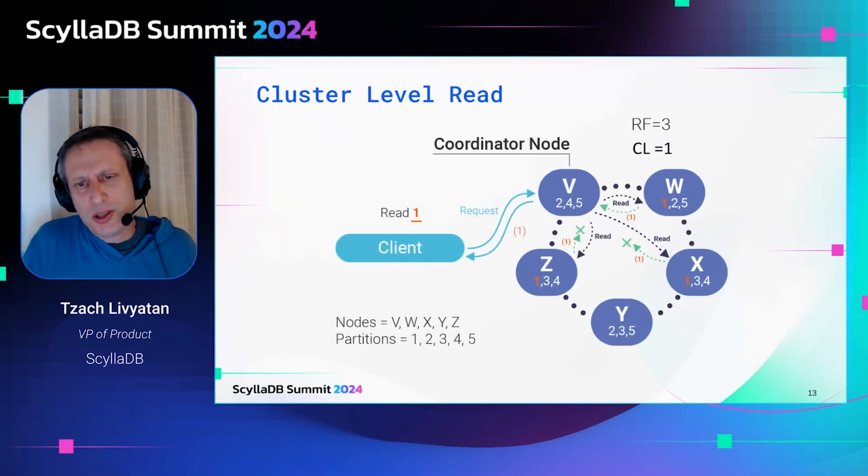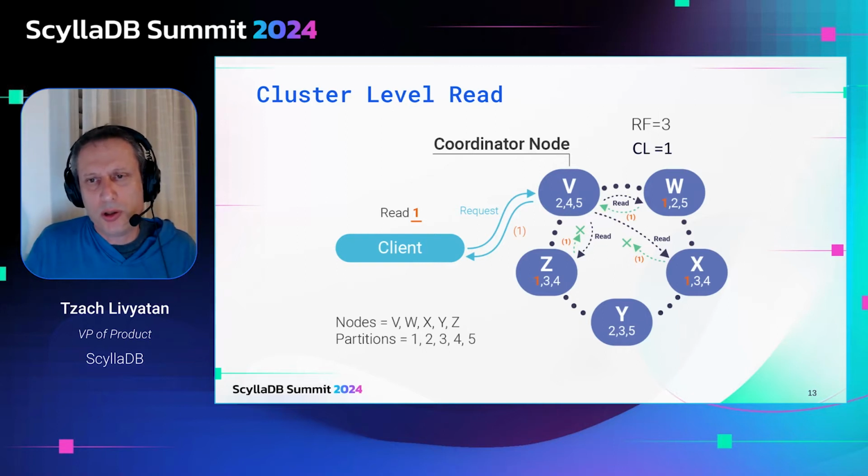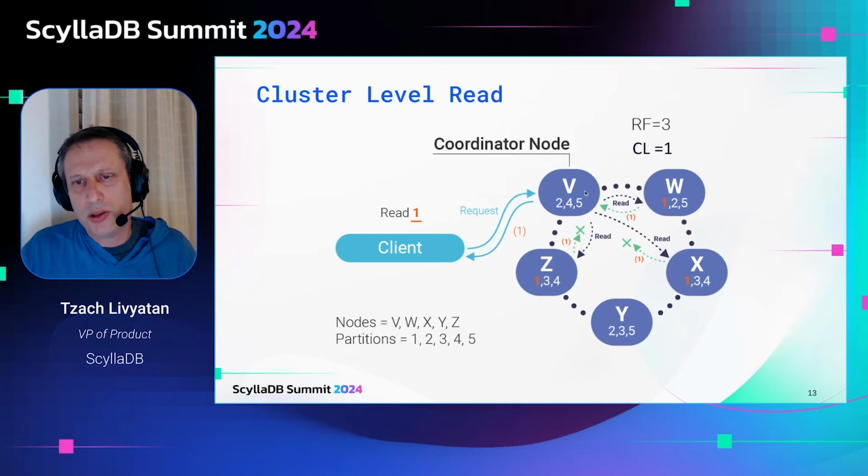Now let's see a similar path from the read perspective, but this time the read is done with consistency level of 1. Let's say that the client sends the request again to a random node. This node acts as a coordinator, asking the rest of the nodes, 3 nodes, for the data. Only 1 response, but it's good enough because consistency level is 1, and the information is actually sent to the client.